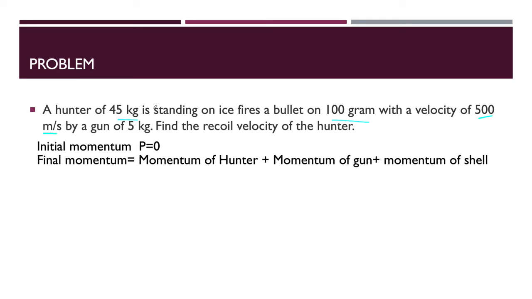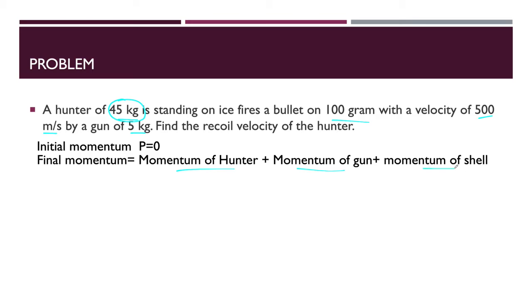The final momentum will be the sum of 3 terms. What will those 3 be? The momentum of the hunter, because the hunter is present there and his weight is 45 kg. The momentum of the gun, because he is carrying a gun of 5 kg, so automatically the momentum of the gun will also be present, and the momentum of the shell.